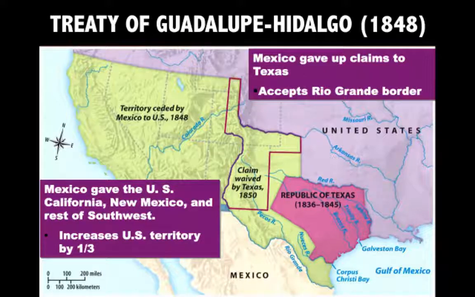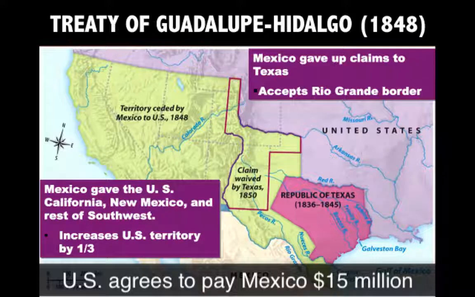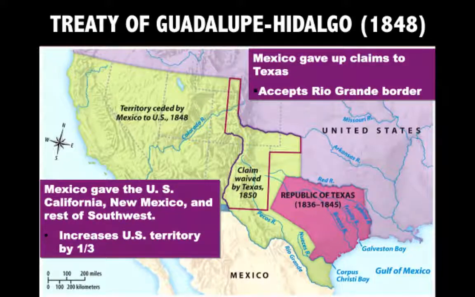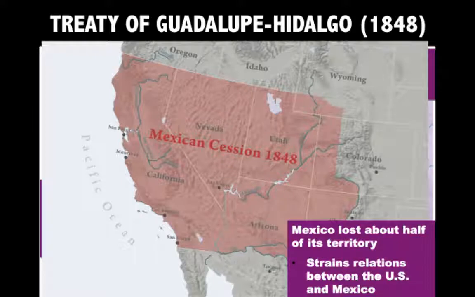In fact, under the treaty, Mexico gives up its claims to Texas. They accept the Rio Grande as the border between the U.S. and Mexico. And the United States gets California, New Mexico, and the rest of the Southwest. It increases U.S. territory by 1/3. In fact, for Mexico, it is a horrible, horrible treaty because under the Treaty of Guadalupe Hidalgo, Mexico loses roughly half of its territory.